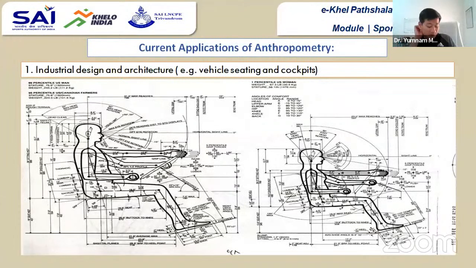And now the application of anthropometry is currently used in different fields like industrial design and architecture, like vehicle seating, while making vehicle seating arrangements, the cockpit for a pilot and driver, in flight or in the bus, everywhere. This anthropometric measurement is used according to their body dimension. Accordingly, they can calculate the adjustable flexibility, range, height and distance.